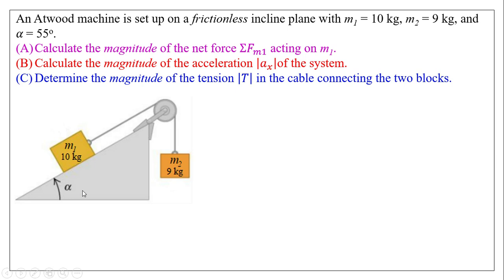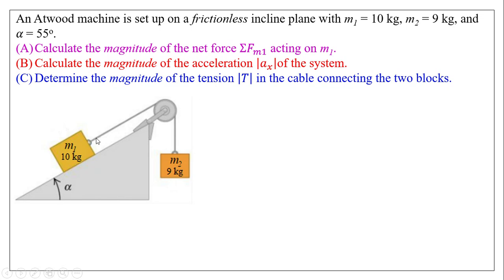All right, and it says the angle alpha is given as 55 degrees here, and part A is to calculate the magnitude of the net force on just M1, so this block that is resting on the incline surface, and then B is to find the magnitude of the acceleration in the system. Because they are hooked up together by one string, both accelerate at the same rate. And then C, determine the magnitude of the tension in the cable.